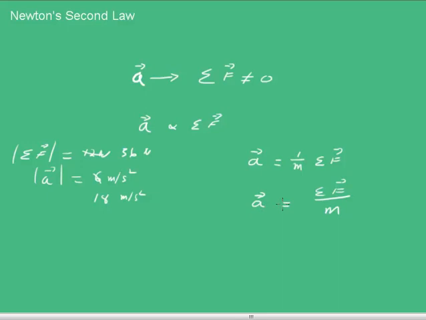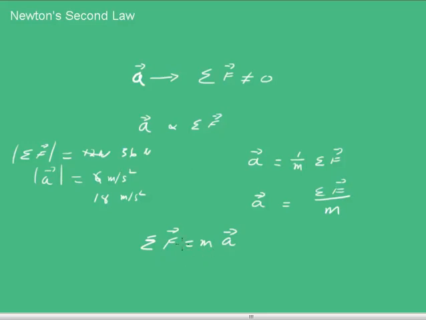Now, some books prefer to give this equation a little bit differently, and we can do that also. We can say that the net force, by the way, remember this little sign here means summation. It means the sum of all the forces. So the net force, that's the sum of all the forces, is going to be equal to the mass times the acceleration.